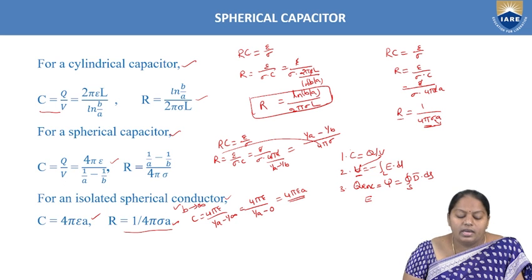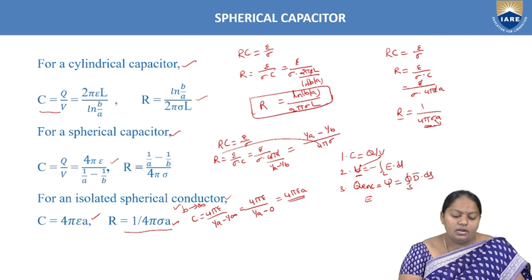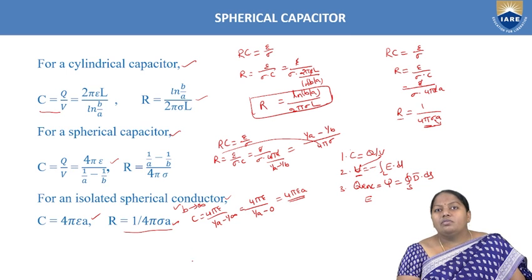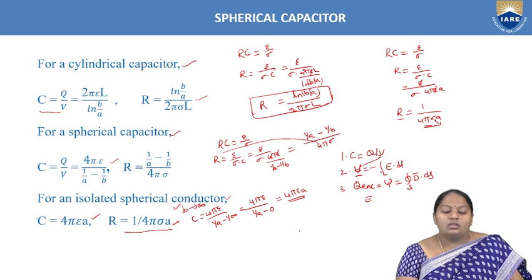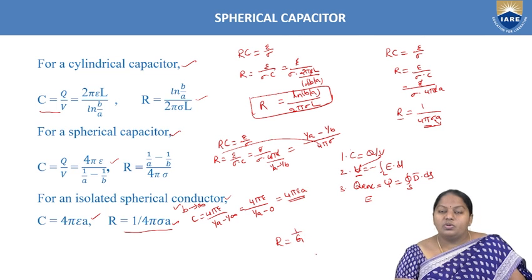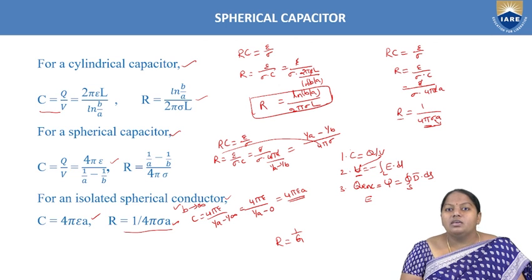The third case we also analyzed, where the outer conductor radius is infinitely large. We evaluated the capacitance C as 4 pi epsilon A, and R is obtained from the relaxation time, that is 1 by 4 pi sigma into A. So whatever the type of capacitor we have considered, for all the resistors associated with the parallel plate, cylindrical or spherical capacitors, R and sigma are inversely proportional to each other. As we know, resistance R and conductance G are reciprocal to each other. Like this, R equal to 1 by G or G equal to 1 by R, so R is inversely proportional to sigma.